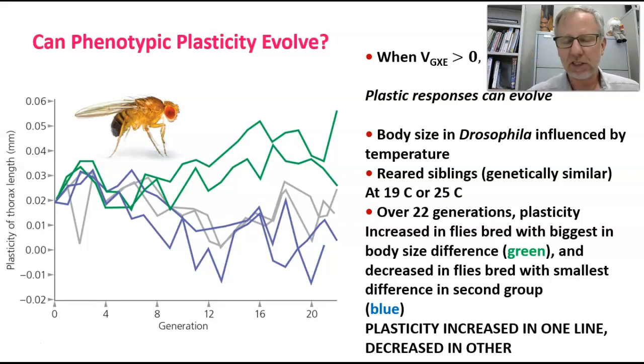So the outcome of this experiment shows that phenotypic plasticity did increase in one line, the green one, and decreased in the other line. So we have empirical evidence based on these fruit flies that indeed phenotypic plasticity can evolve.